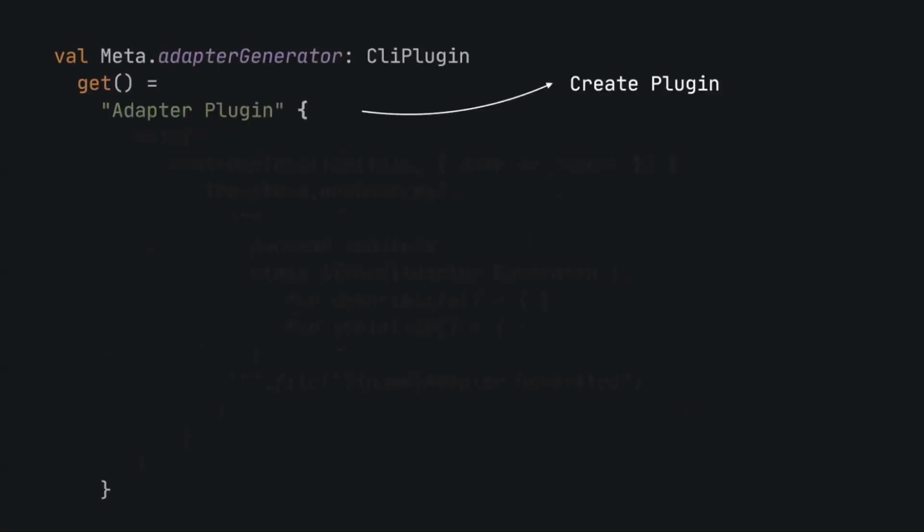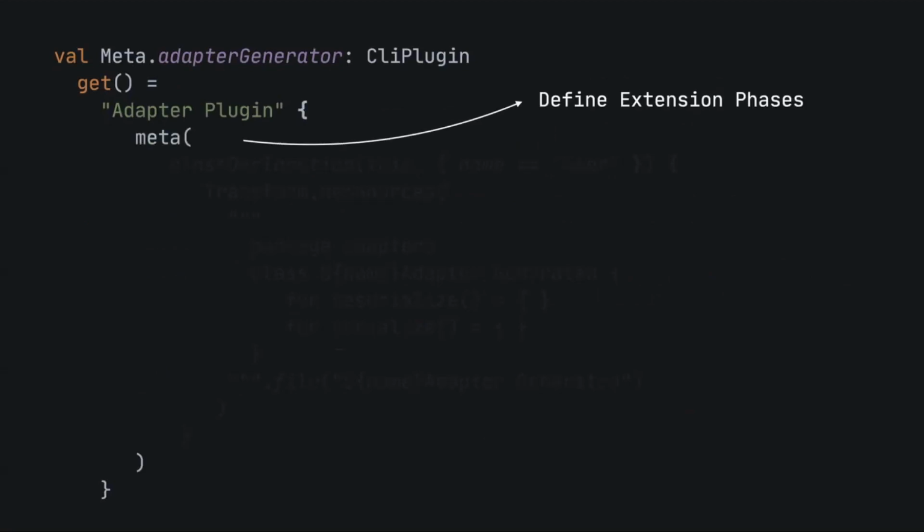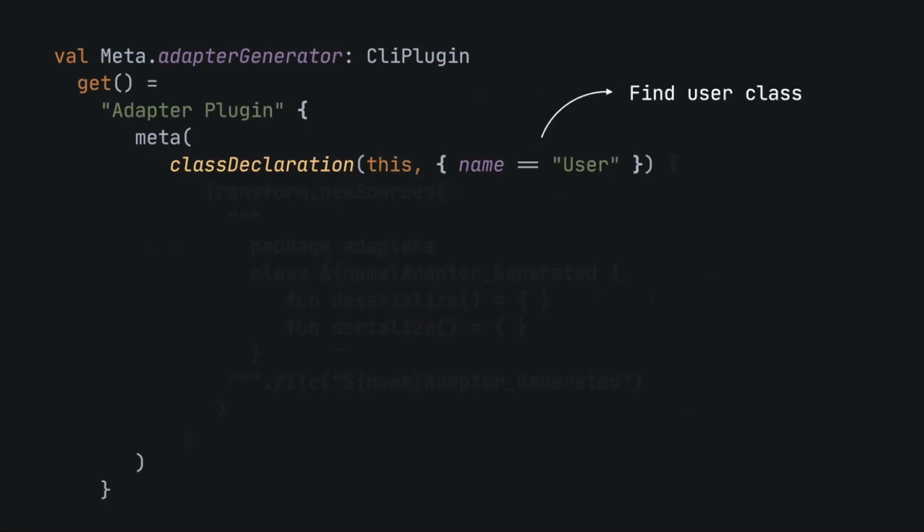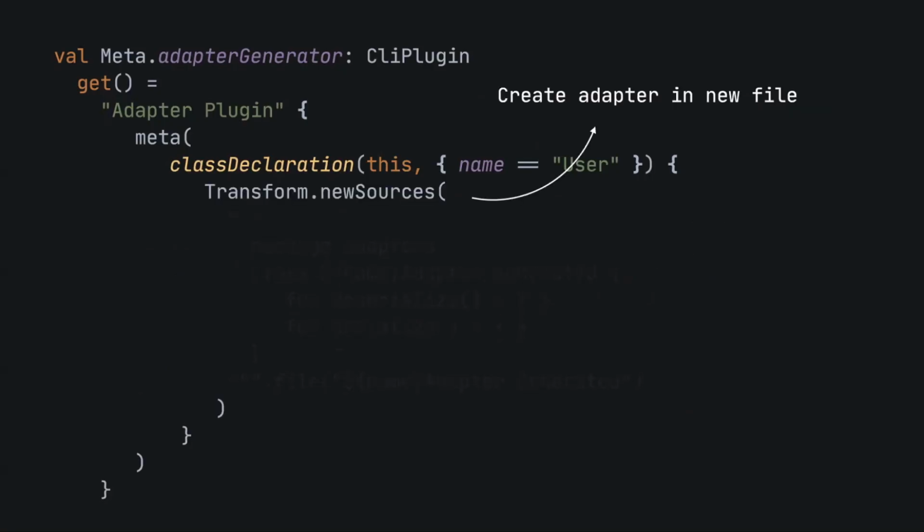I'm going to create a compiler plugin and name it adapter plugin. Inside the meta method, I'm going to have my compiler plugin find a class declaration. The declaration that I want to find is the one whose name is user. It could be something much more general, and I want to apply the transformation on it when it finds it. In order to generate new source code, I'm going to use transform.newSources.